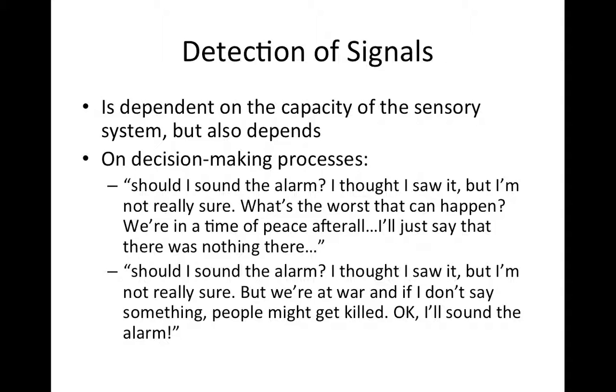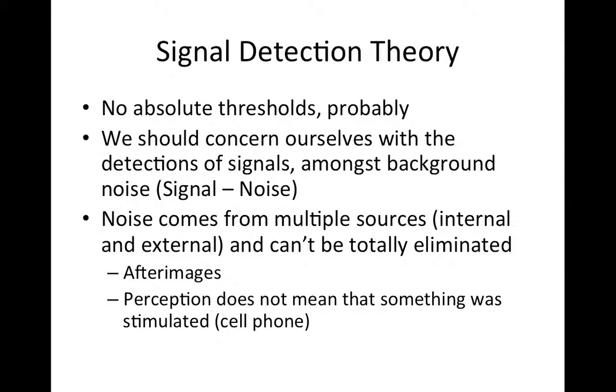Contrast that with, should I sound the alarm? I thought I saw it, but I'm not really sure. But we're at war, and if I don't say something, people might get killed. Okay, I'll sound the alarm. So in the first case, you might have a miss. There was something there, but you say there was nothing there. In this case, you would have a hit. So our detection of signals changes with the situation and with circumstances, and that's the essence of signal detection theory. It doesn't rely on theories involving absolute thresholds, but it's probably the case that there is something like that.